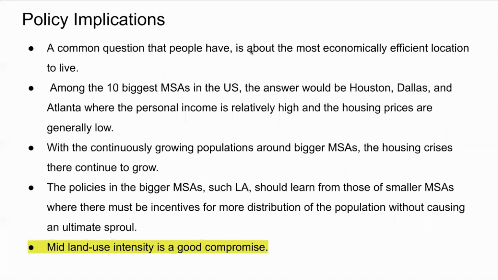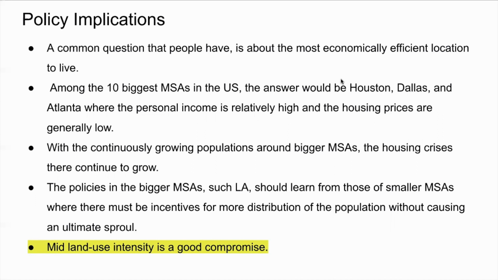So this, of course, has some policy implications. As we discussed earlier, a common question that people have is about the most economically efficient location to live. Among the 10 biggest MSAs in the US that we studied, the answer would be Houston, Dallas, and Atlanta, where the personal income is relatively high and the housing prices are generally low.